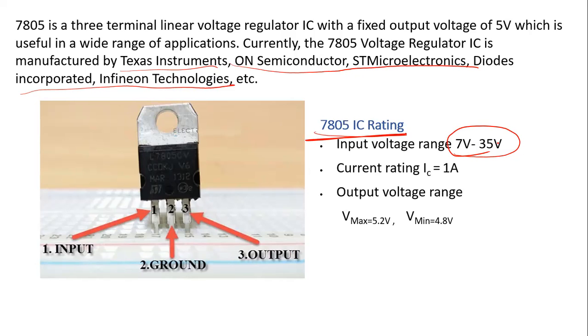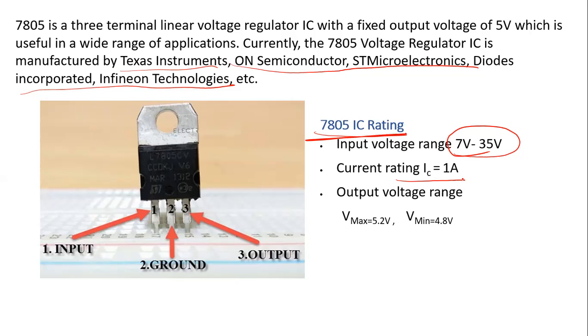The current rating means the maximum current that can pass through this. The maximum current that can pass through this IC 7805 is 1 ampere. Beyond 1 ampere, your IC 7805 will be damaged. So when you are going to use this kind of integrated circuit, you have to know the power rating or the IC rating. The input cannot cross beyond 35 volt, or drop below 7 volt.